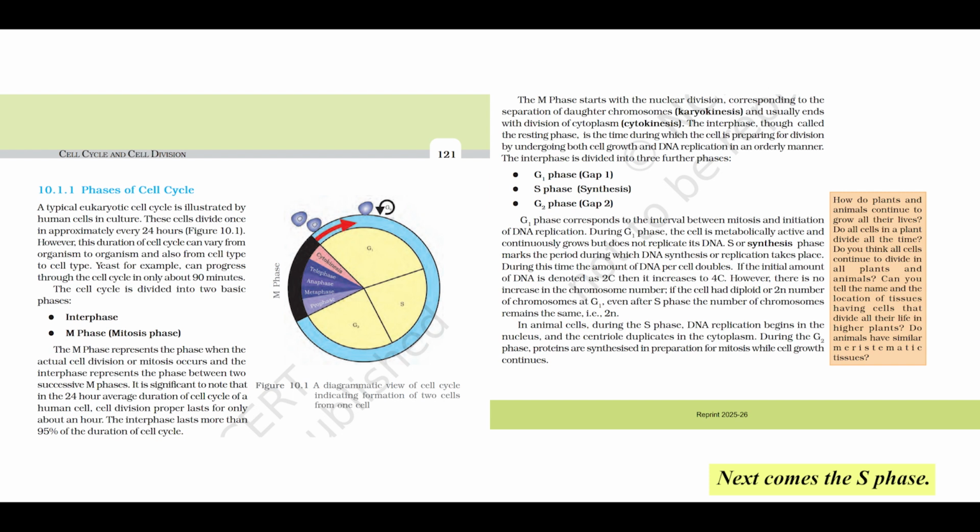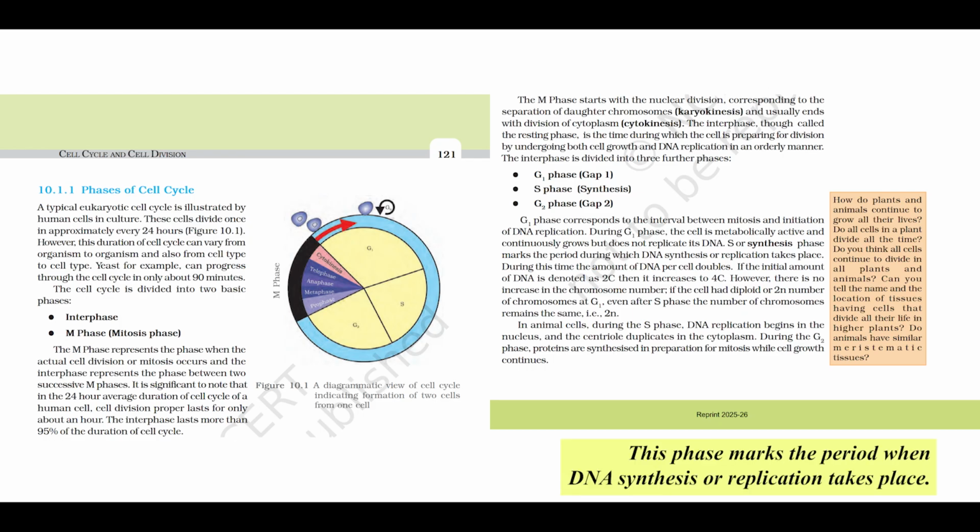Next comes the S phase. S stands for synthesis. The key event here is obvious from the name. This phase marks the period when DNA synthesis or replication takes place. This is the only time DNA is synthesized. So, what happens to the DNA content? During S phase, the amount of DNA per cell doubles. If the initial amount in G1 was 2C, it increases to 4C.